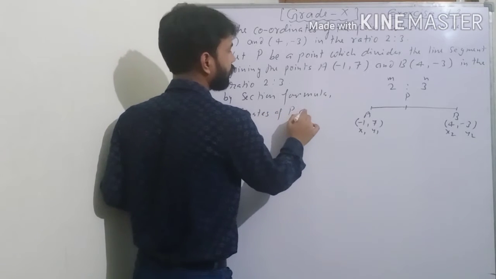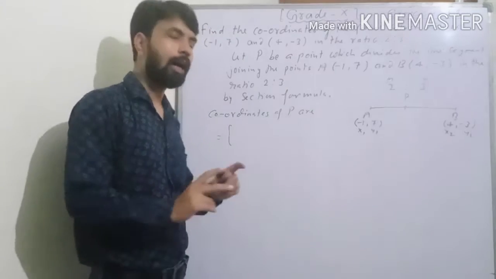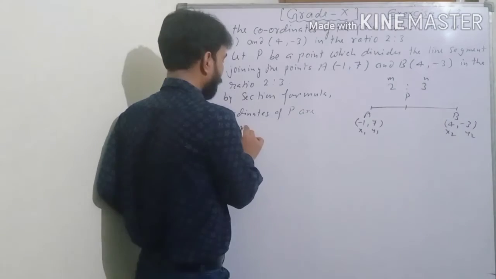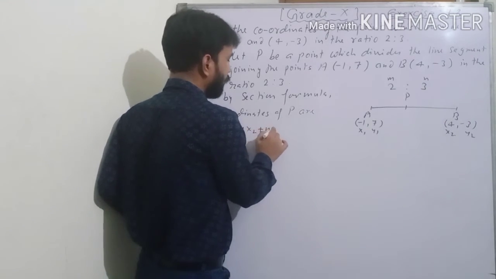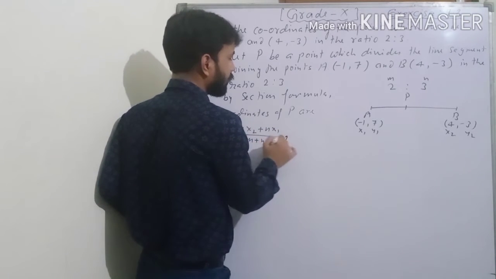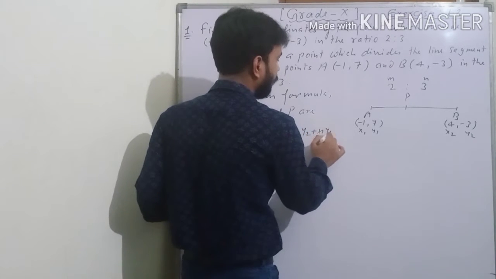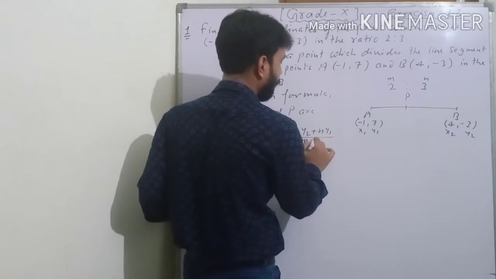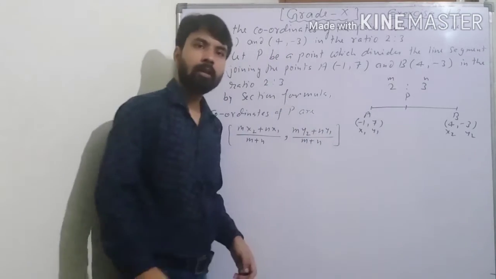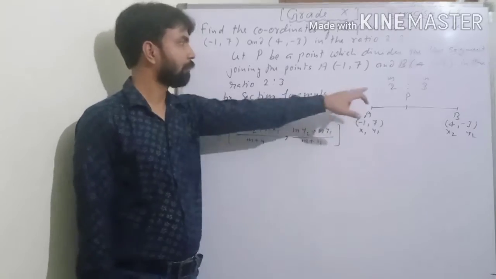Coordinates of P are, by the section formula: (mx2 plus nx1) upon (m plus n), and the second coordinate is (my2 plus ny1) upon (m plus n). Now we can substitute all the values of m, n, x1 and x2 from here.